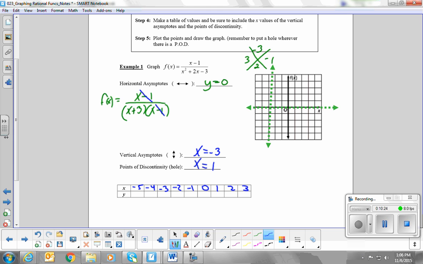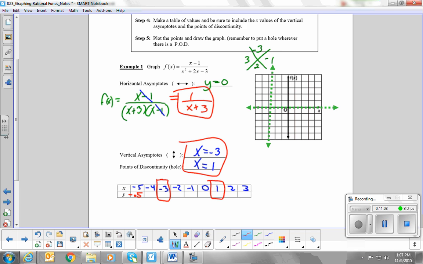I'm putting these special points in my table, and I want to have points around them. Okay, so now I look at what the values are going to be around those points. So let's plug them in. Okay? And I can plug into this simplified version right over here. So if I plug in -5, it's 1 over -5 plus 3, or 1 over -2, which is -1/2.